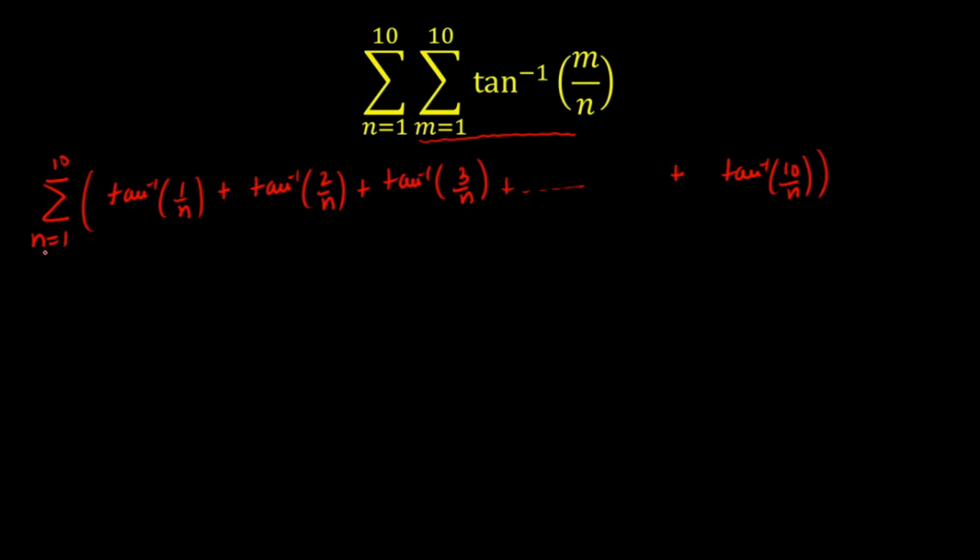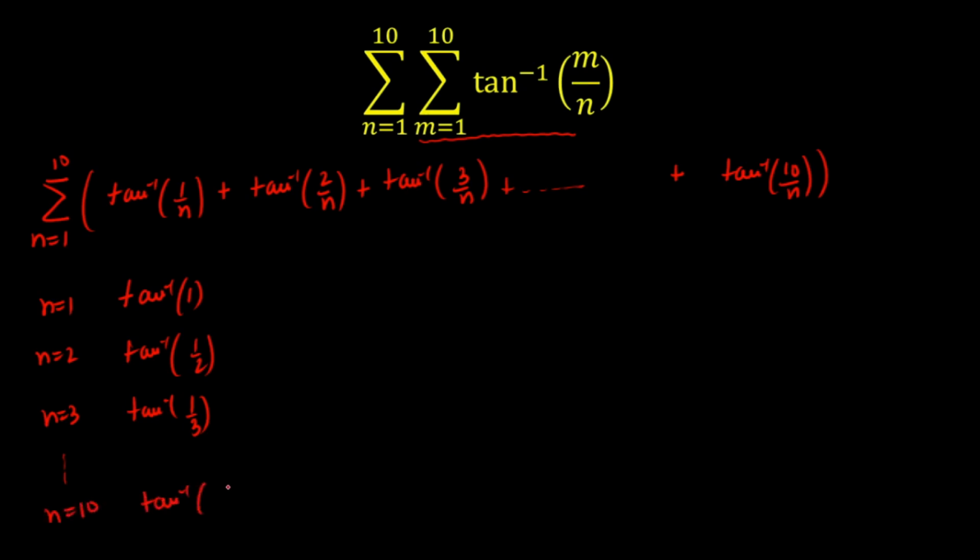Now again if I open the sum from n equal to 1 to 10, I'll get 10 terms corresponding to the first term, that is tan inverse 1 by n. So let's get the 10 terms by putting n equal to 1 to 10 in the first term only. If you put n equal to 1, you'll get tan inverse of 1 by 1, that is 1. When you put n equal to 2, you'll get tan inverse of 1 by 2. When you put n equal to 3, you'll get tan inverse of 1 by 3, and so on, up to n equal to 10, you'll get tan inverse of 1 by 10.